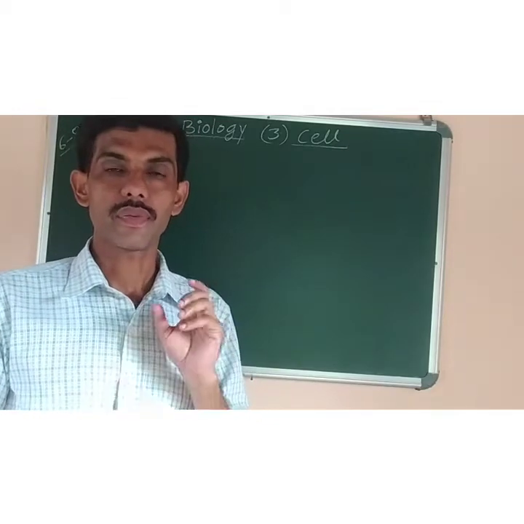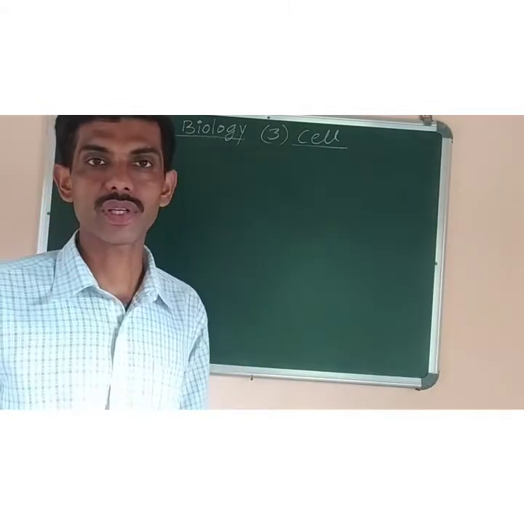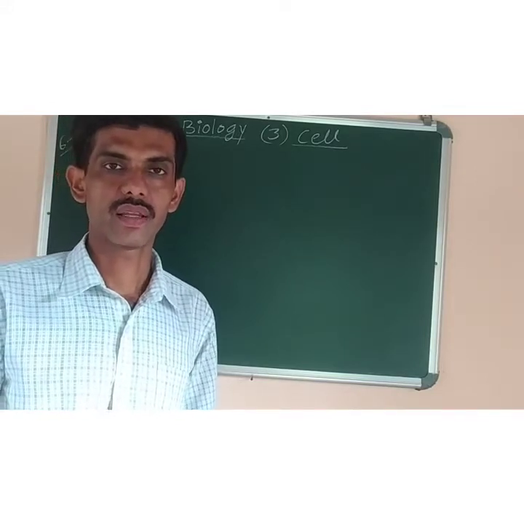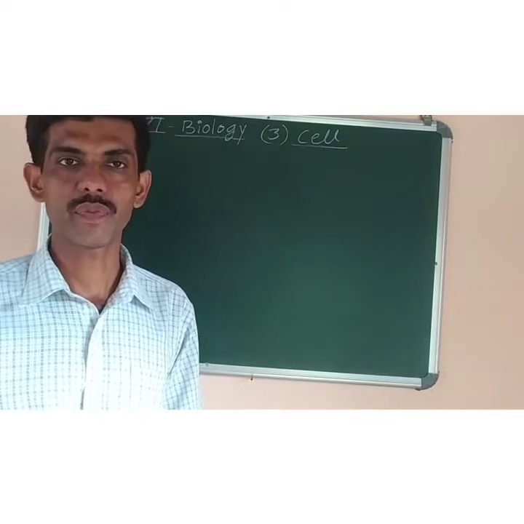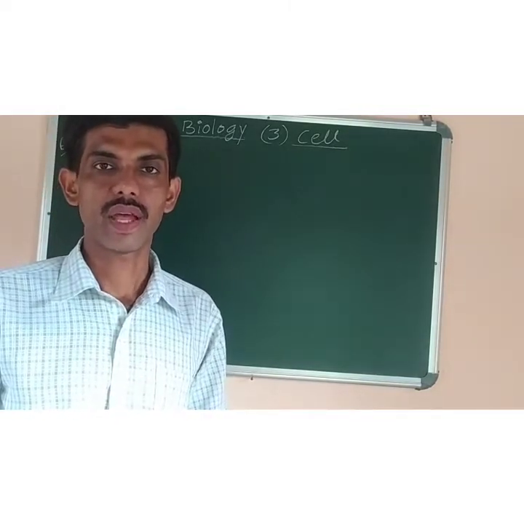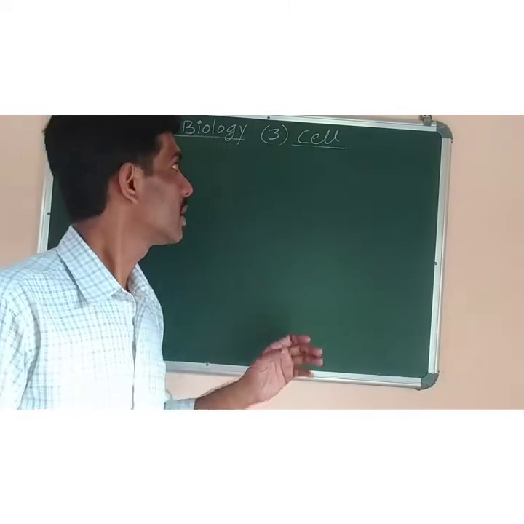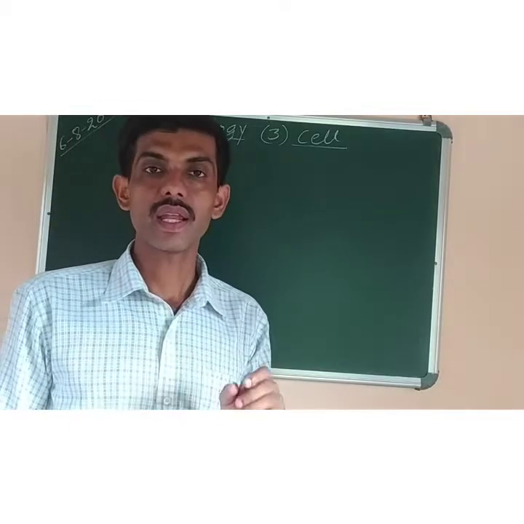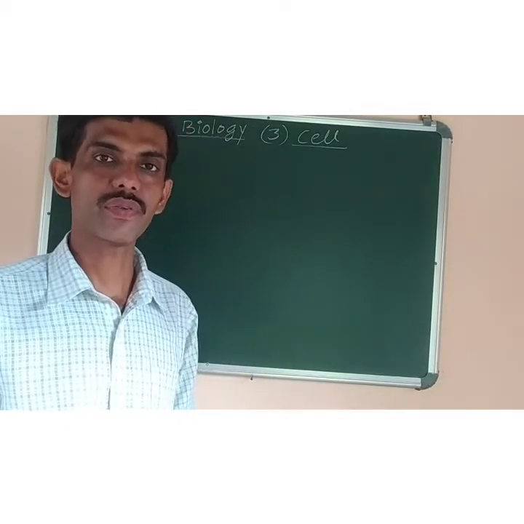Today, after your unit test, we will start a new chapter, number 3, cell. Since till class 5, you may not have studied biology, so it is a new topic for you, that now the science is divided into 3 branches: physics, chemistry, biology. So what is cell? Cell is the smallest structural and functional unit of life.